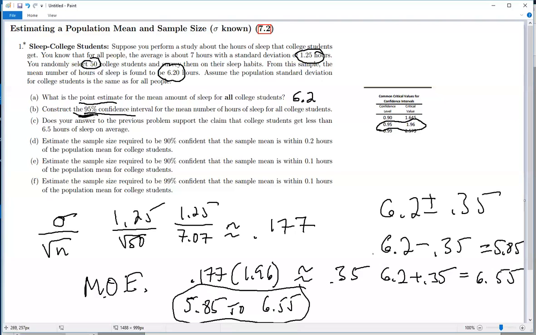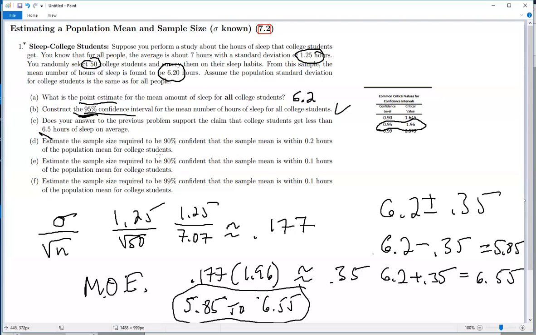Okay, so that's good. We did B. Now, does your answer in the previous problem support the claim that students get less than 6.5 hours of sleep? Well, my interval captures 6.5, it's in between the high and the low. So no, we can't say that they get less, because it could possibly be 6.5 hours. Is it less than 7? Yes. Of course, they didn't ask me that here, but I'm pretty confident that college students on average get less than 7 hours of sleep. But the question here, part C, is asking for 6.5. So we can't say that it does.